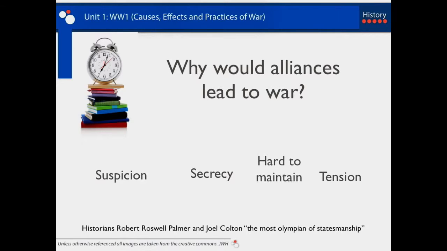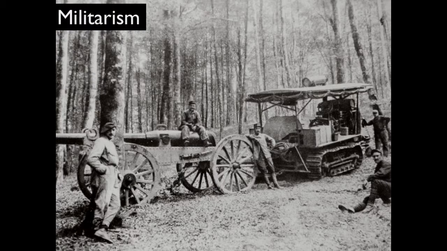And historians Robert Roswell Palmer and Joel Colton said it would have taken the most Olympian of statesmanship to have actually avoided war. It was almost too much effort or too hard not to have a war in this. So that's how alliances led to it, that kind of increasing tension between the countries, the fact that if any one of them had had a problem with each other, they would have jumped in.